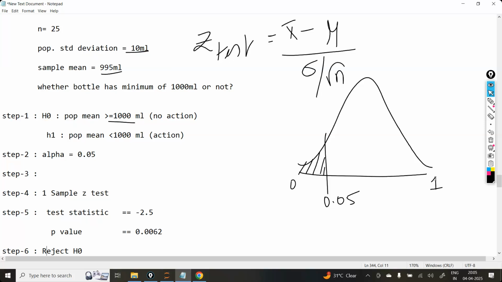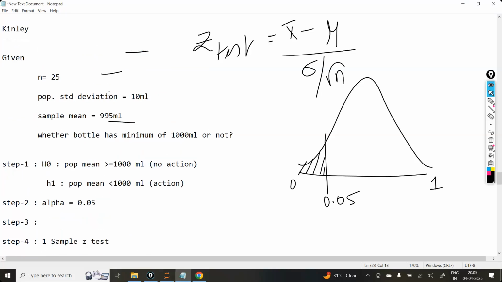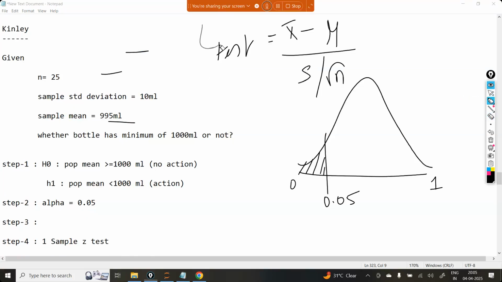So for all these things, are we going to do the t-test? Yes, t-test: instead of the population standard deviation, we use the sample standard deviation. When the population standard deviation is not given, it is nothing but a t-test. Here, yes, this is called a t-test. When the population standard deviation is unknown, we are going to apply the sample standard deviation.